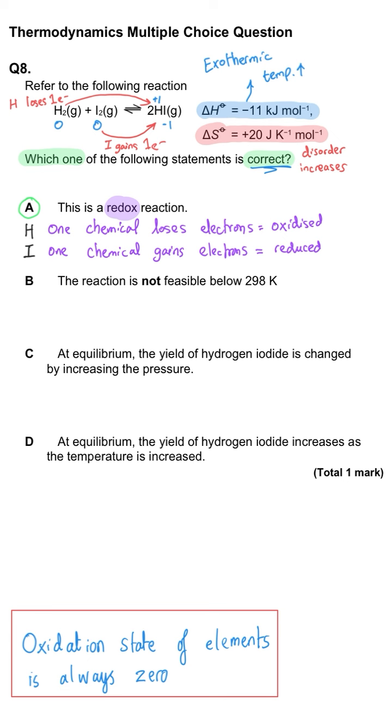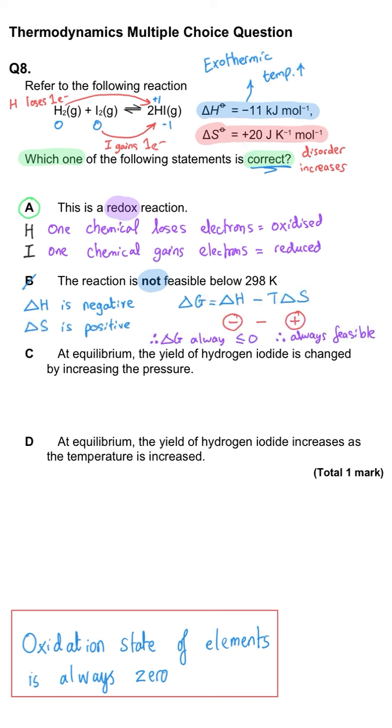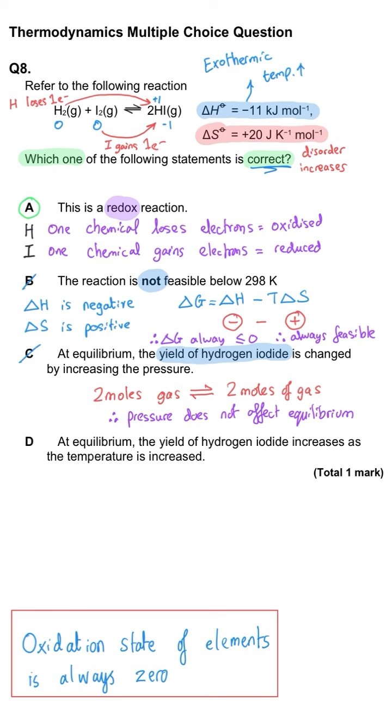The reason that B is not correct is it's saying that this reaction is not feasible below 298 Kelvin. Well, when you've got an exothermic reaction and a positive entropy change, this reaction will be feasible at all temperatures. C says that the yield will change when you increase the pressure. Well, that's not true, because you've got 2 moles of reactant and you've got 2 moles of product, so pressure will not affect the position of equilibrium for this reaction.